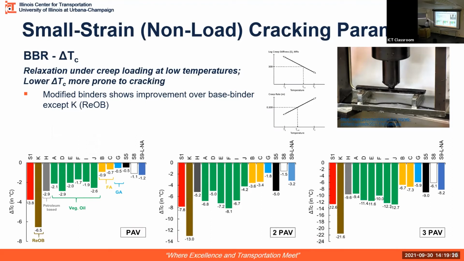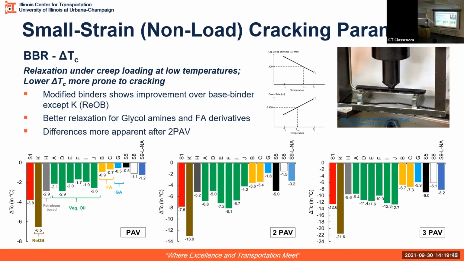As we moved to 2 PAV, 3 PAV, we saw the differences were more apparent, especially when you look at the fatty acid derivatives, the yellow ones, and the blue one, glycolamine. So the chemistry started to play a role in separating these as you further age in terms of delta TC. Glycolamines and fatty acid derivatives showed some better relaxation potential as we move further. And differences were more apparent after PAV cycles.